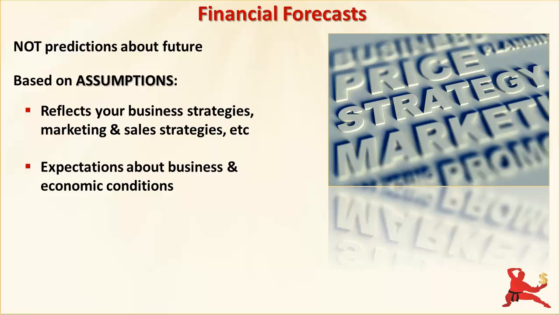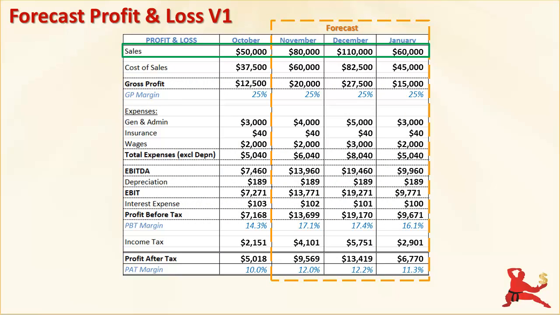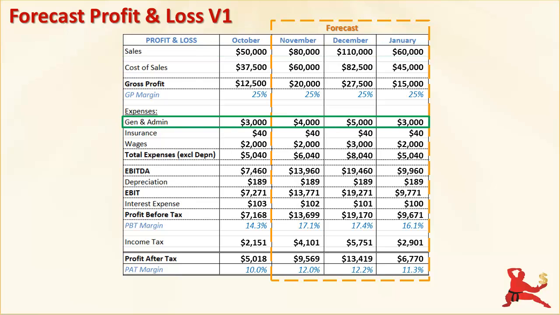Let's start with the profit and loss. Here's the forecast profit and loss for November through to January. We expect sales to grow strongly over November and December and then drop back down in January. We are going to be doing more marketing activities to drive these higher sales. So we might have additional advertising costs, printing costs, higher phone bills, and so on. So let's say our general and admin costs increase over November and December, but drop back down to the October level of $3,000 per month after that.